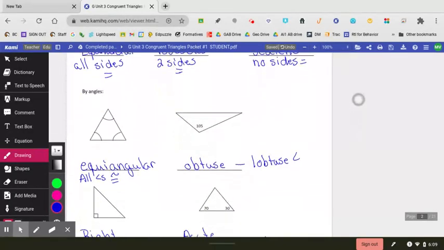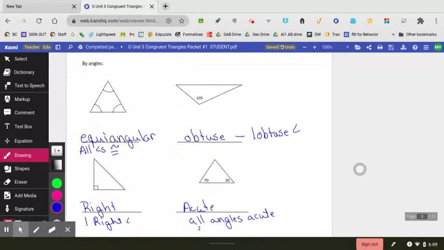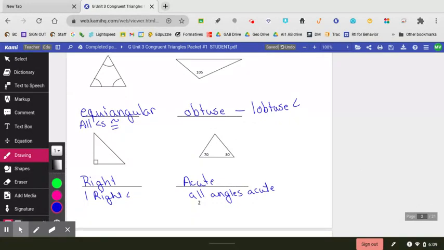By angles, our first triangle here is equiangular, meaning all angles are congruent or equal. Second one is obtuse. For an obtuse triangle, it can have one obtuse angle, only one obtuse angle. Right triangle, again, one right angle. And an acute triangle has all angles acute.